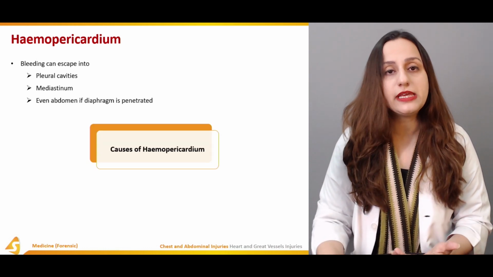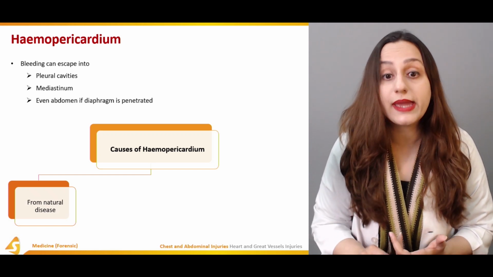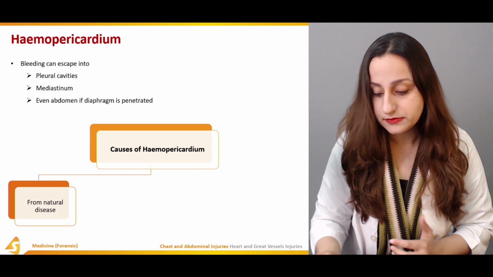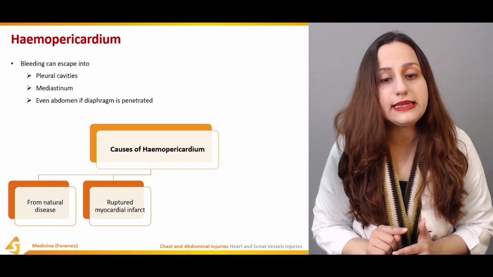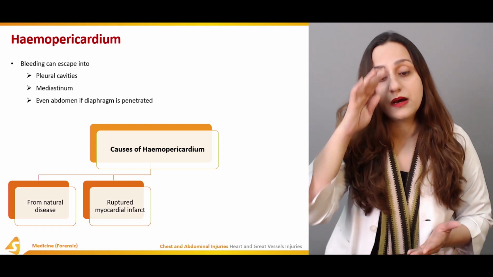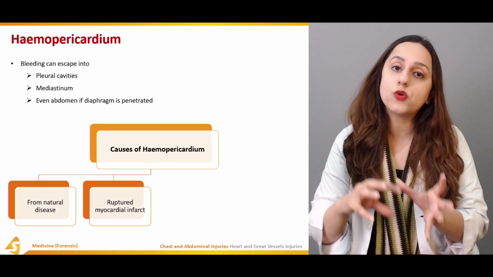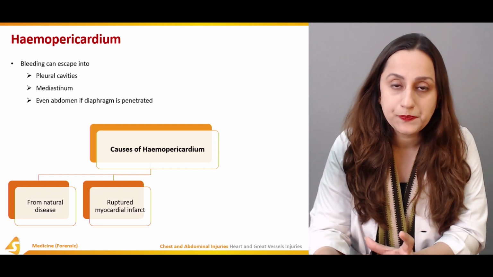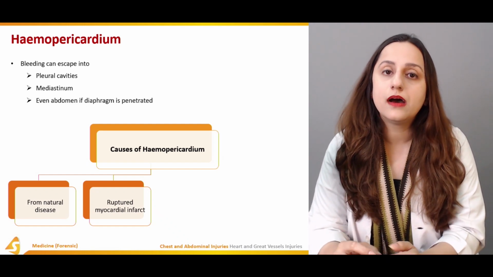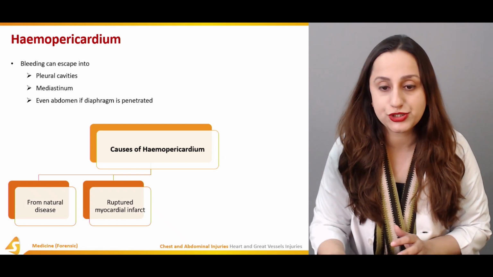The causes of the hemopericardium in such cases: it can occur through any natural disease, of course, and it can basically occur through a ruptured myocardial infarct. It is again another phenomenon which can be seen. The myocardial infarct, if it has already been present in a heart, is going to basically make the heart more vulnerable to this hemopericardium condition.